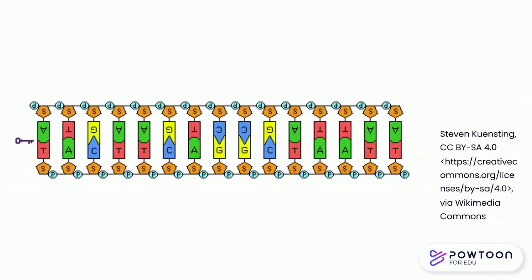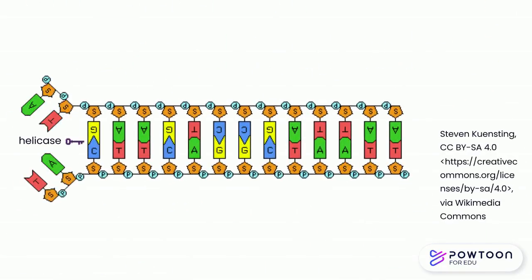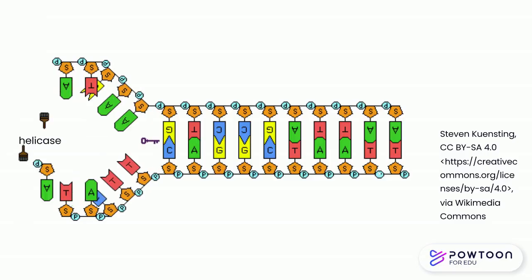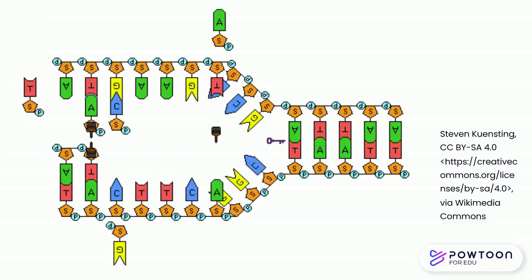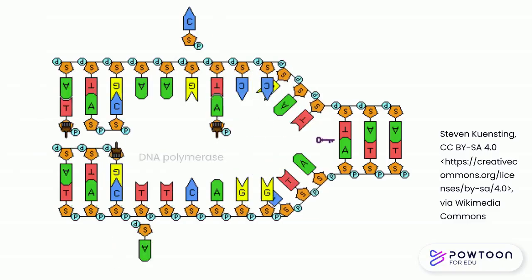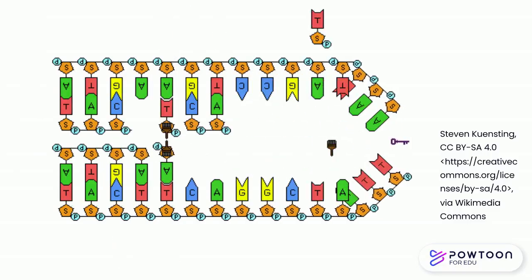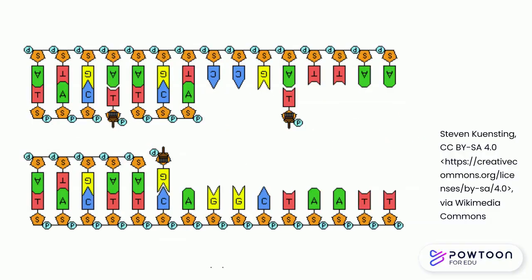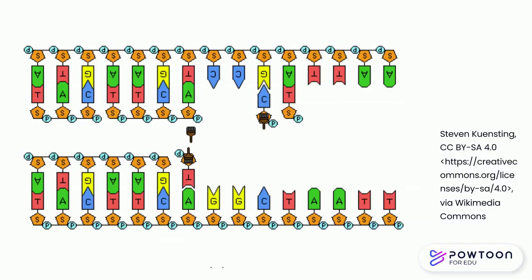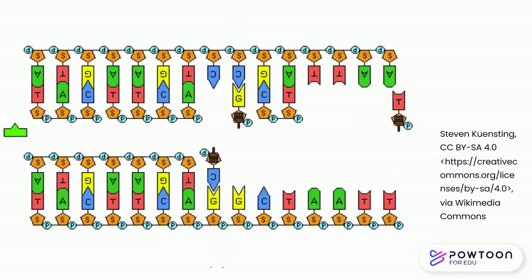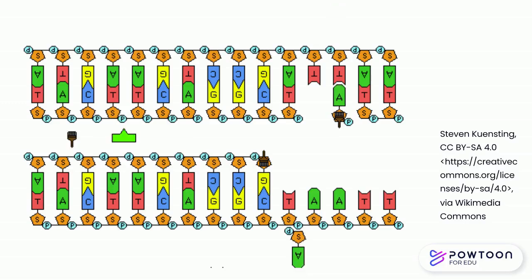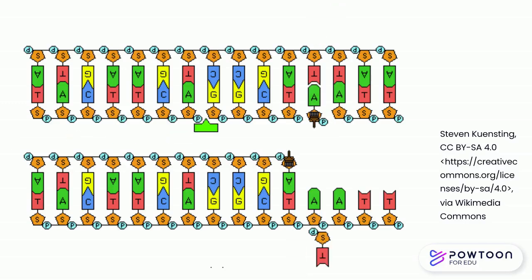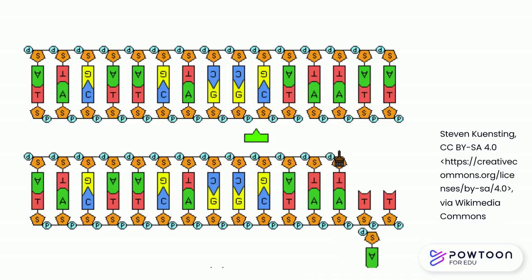Replication starts as an enzyme called helicase unwinds the DNA helix and separates the 2 strands. Another enzyme, DNA polymerase, then comes in and adds new bases to each strand, following base pairing rules. The result is 2 new DNA molecules that are identical to each other and identical to the original molecule. Each contains 1 strand from the original molecule and 1 new copy.